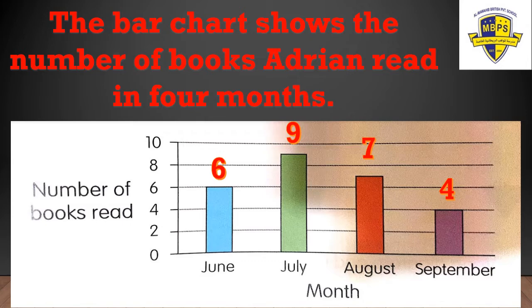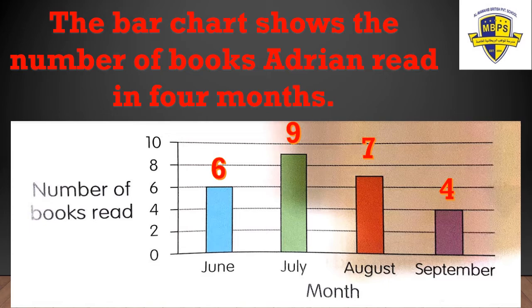Now, can you tell me how many books Adrian read in the month of June? June is which color bar? Very good. June is the blue color bar. Can you keep your finger and tell me how many books Adrian read in the month of June? On which number does it come? Very good. So, Adrian read 6 books in the month of June. Let's go to the next one.